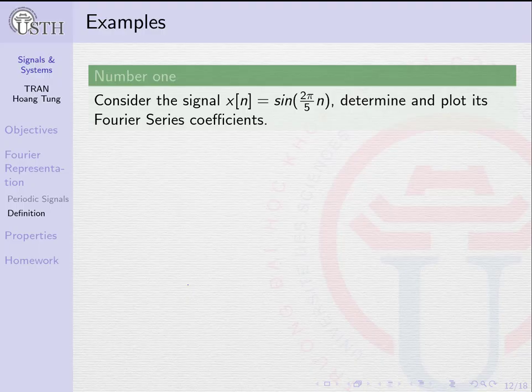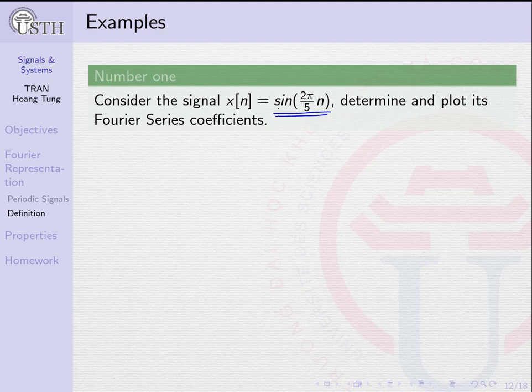Let's do some exercise to demonstrate the Fourier coefficient in the discrete case. So consider this signal. This is the real discrete signal. Let's try to find and plot the Fourier series for this signal.